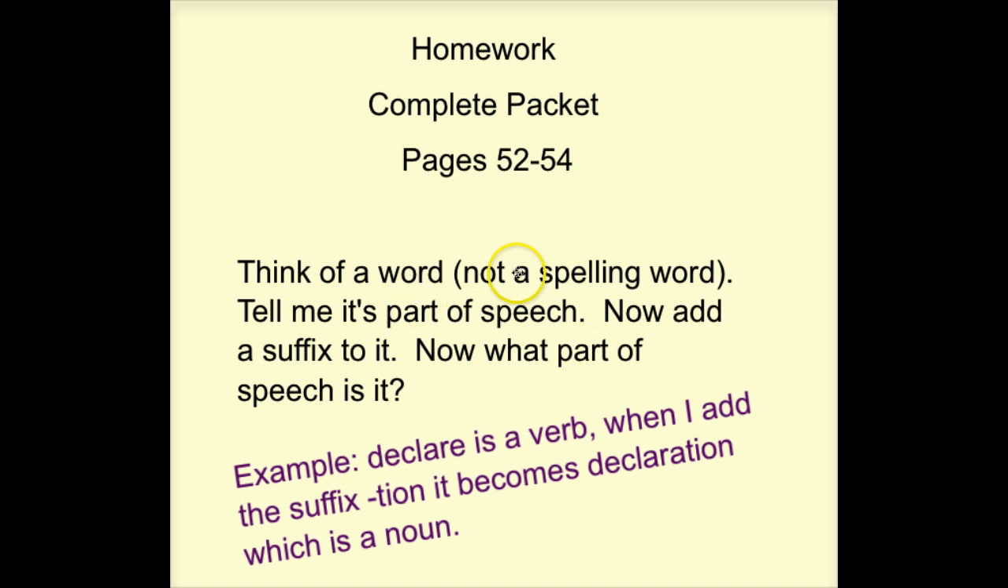Think of a word, not a spelling word. Tell me its part of speech. Noun, verb, adjective, adverb. Now add a suffix to that base word. And what's the new part of speech? Let me know in a secret message.